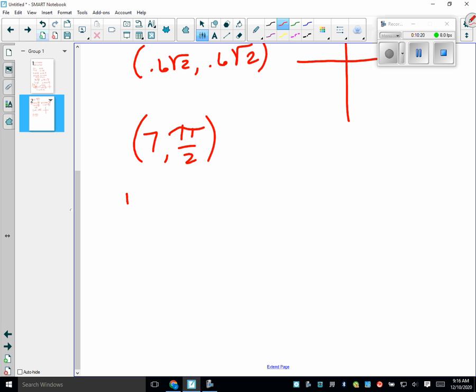So y is 7 sine pi over 2, and x is 7 cosine pi over 2. You notice you have to be careful, because every time I've done y first, but when you write the point, you have to write x, y. I do y first because I always do sine first. I don't know why, I just always have. But be careful and pay attention to which one's x and which one's y.